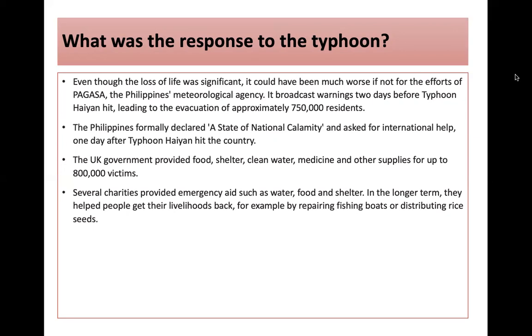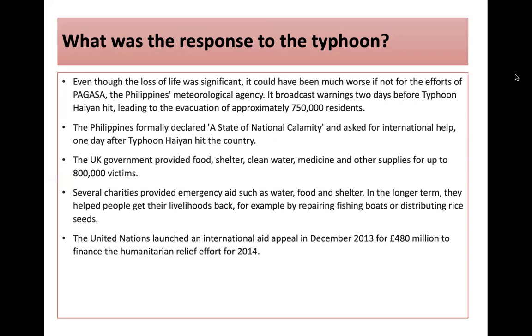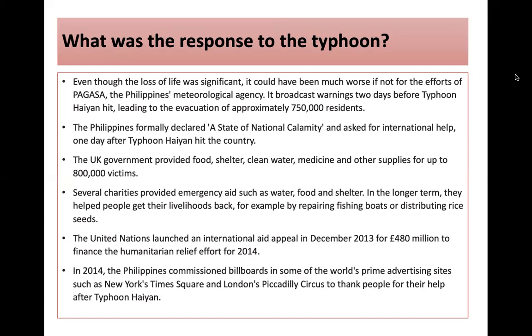Several charities provided emergency aid like water, food, and shelter. In the longer term, they helped people get their livelihoods back on track, for example, by repairing fishing boats or distributing rice seeds. The UN launched an international aid appeal in December 2013 for £480 million to finance a humanitarian relief effort for 2014. And in 2014, the Philippines commissioned billboards in some of the world's prime advertising sites, such as New York's Times Square and London's Piccadilly Circus, to thank people for their help.